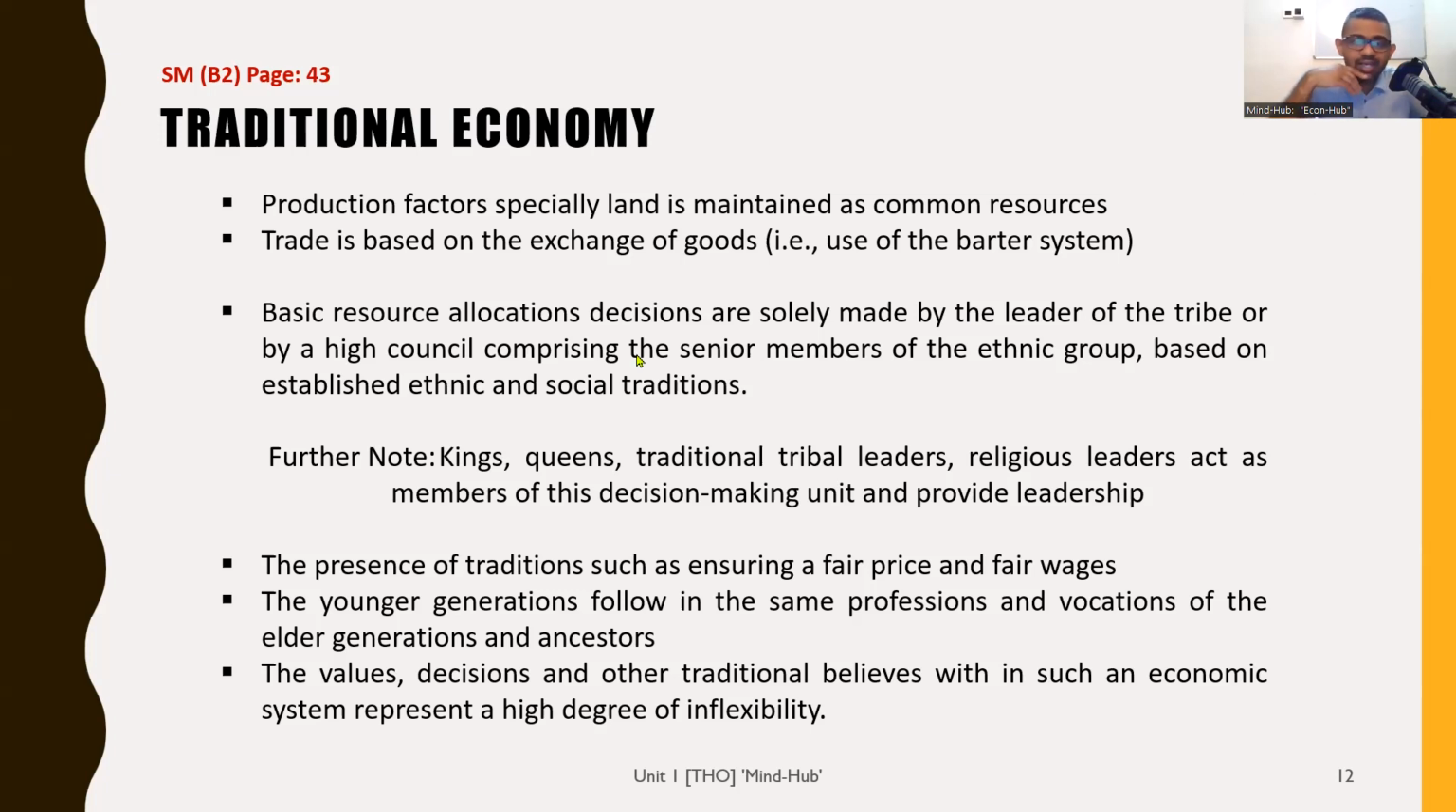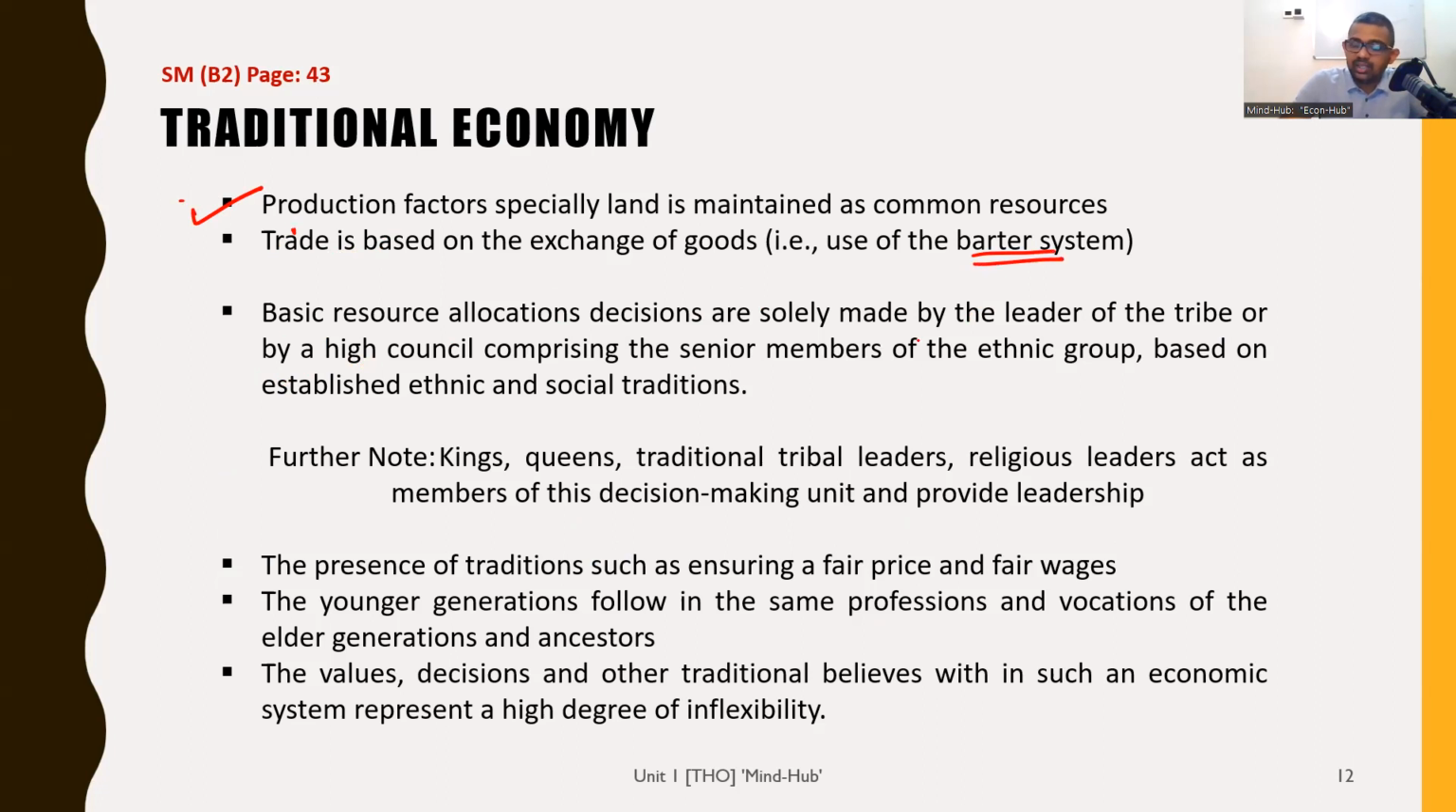Production factors, especially land, are maintained as a common resource. It's not individually owned. Land is commonly owned, and they share the land, using a part of the land to build houses for habitats, a part for agricultural activities, and a part for herding cattle. So land is their main resource, but it's commonly, collectively owned. And trade is based on the exchange of goods. Barter system. Remember I said, there is no use of money.